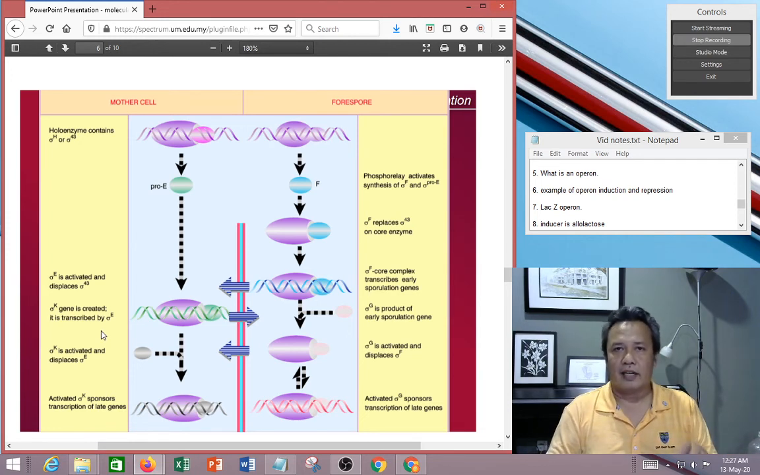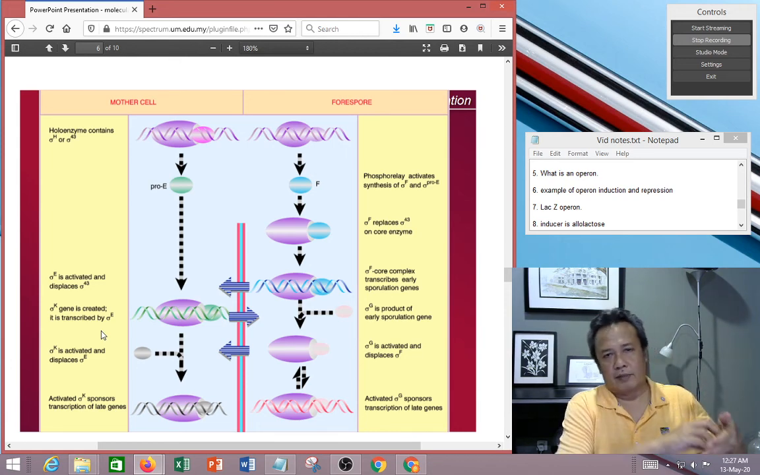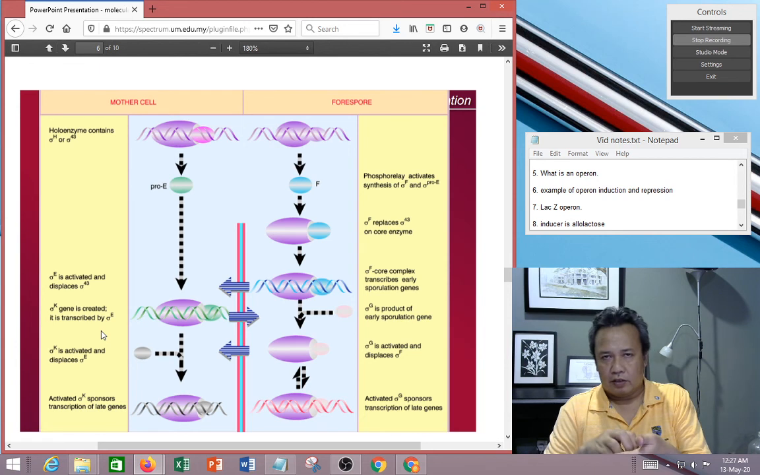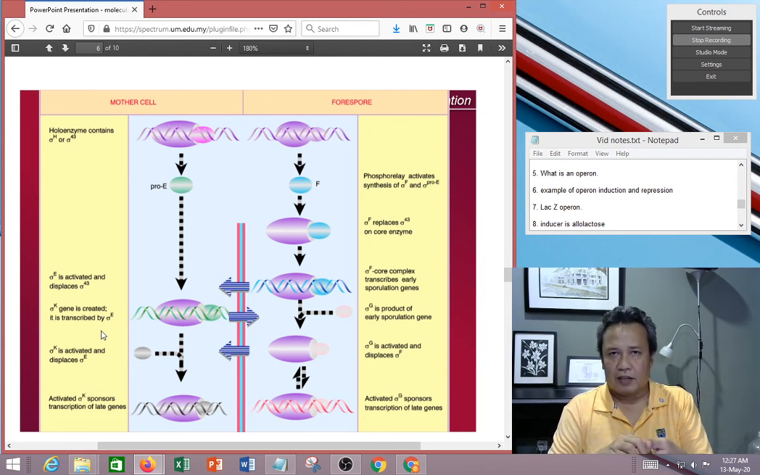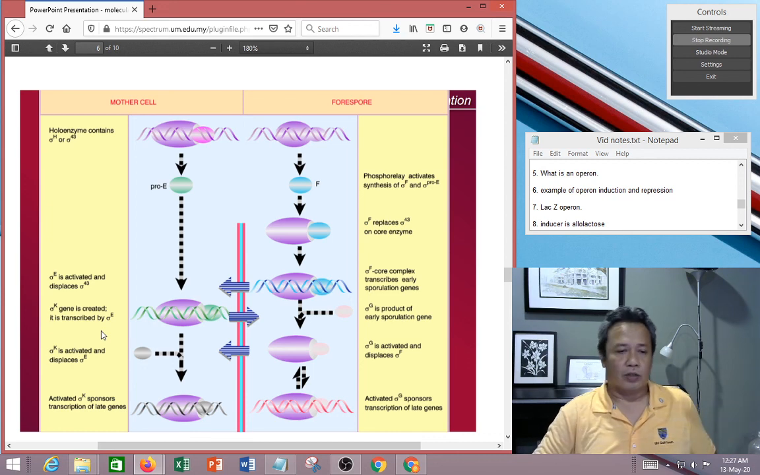So there is an interconnection, it is a cascade. Once you switch on one gene, this will transcribe a set of genes. This new set of genes includes a sigma factor that will transcribe even new sets of genes, and so on and so forth. All right.